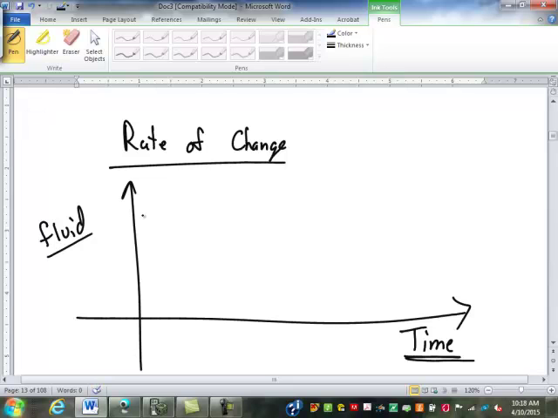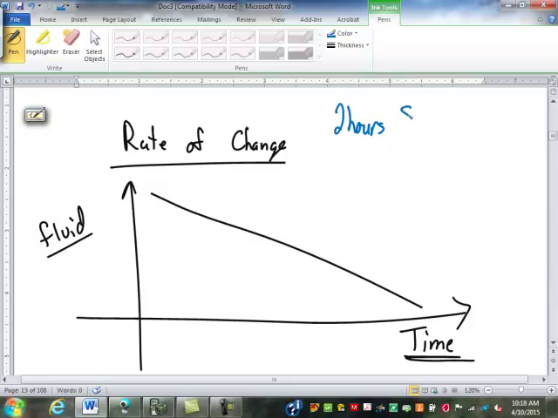Now you would expect the amount of fluid to go down as the bag is infusing into the patient. It's going to get smaller and smaller. So we're going to get a line that goes something like that. So let's say that you check the chart, and on a bag that started 2 hours ago, you check the level, there's currently 800 milliliters of fluid in it. So that's actually an ordered pair of 2 hours and 800 milliliters.